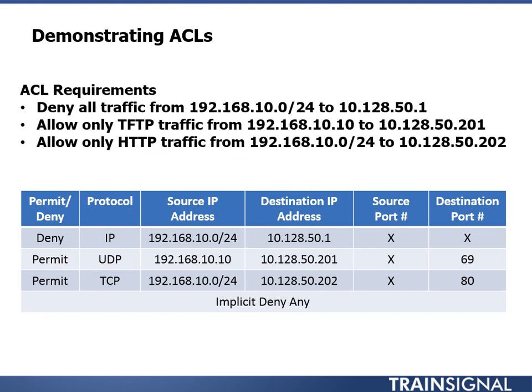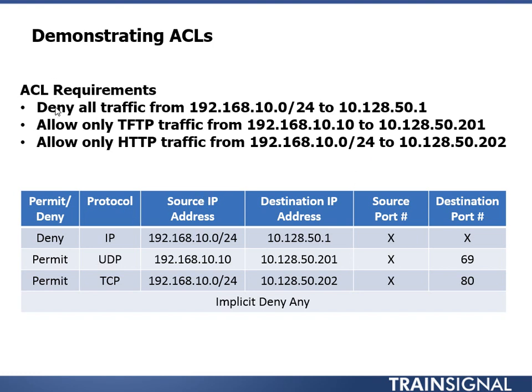Now I have a very easy setup method that I use for this, and essentially what I do is I create a table, and my table has all of the different variables that are allowed in an extended access list. So I have permit and deny, the protocol that I want to filter on, the source address, the destination address, source port number, destination port number. And then what I do is I look at my requirements and I just fill in the blanks, basically.